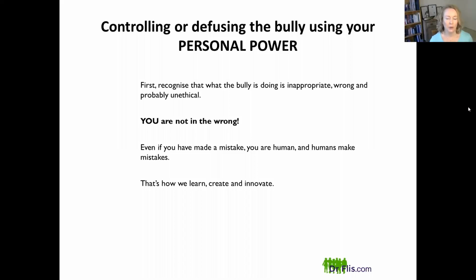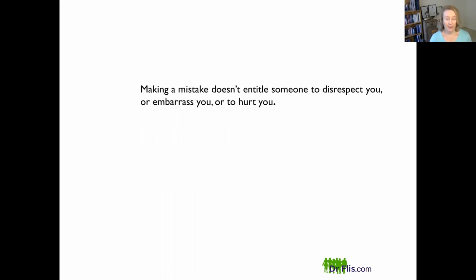First of all, recognise that what you're doing is not wrong, that what the bully is doing is inappropriate and, in fact, could be unethical. Again, you are not the person who's in the wrong. Even if you've made a mistake, you're human, and all humans make mistakes. In fact, making mistakes is how we learn, how we innovate, and how we create. So even if you've made a mistake, that does not entitle someone to bully you. I'll say that again because it's really important. Making a mistake doesn't entitle someone to disrespect or bully you, embarrass you or hurt you.